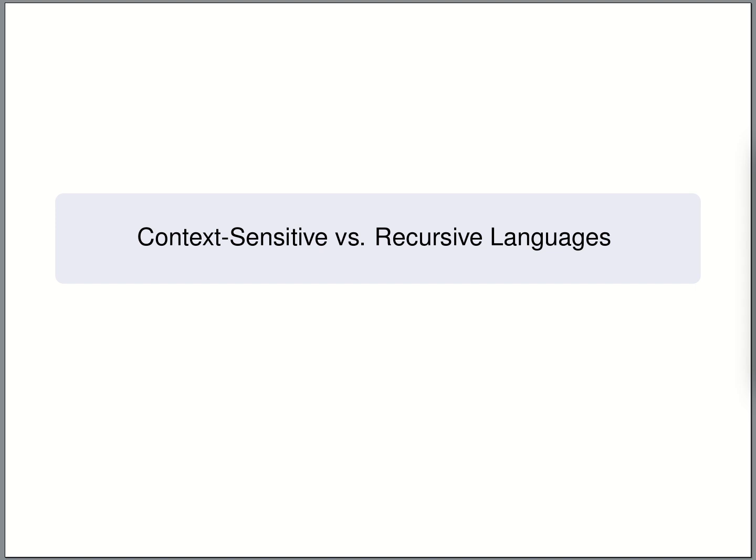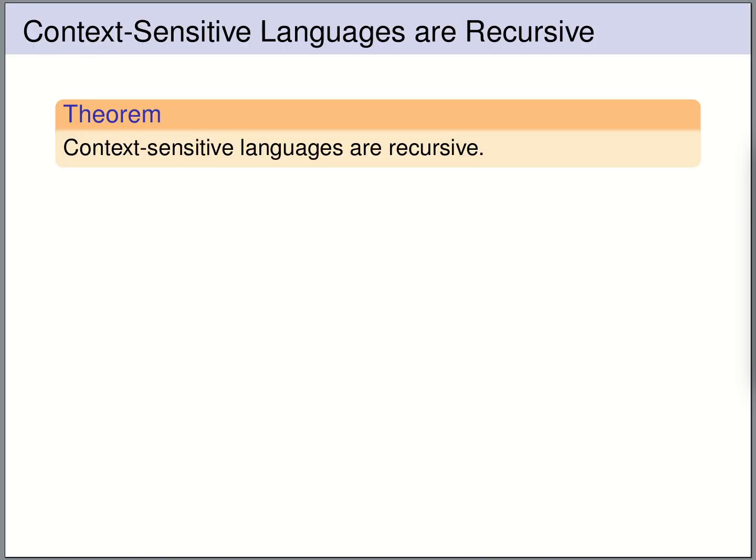So let's have a look at how context-sensitive languages compare with recursive languages. Both are defined via Turing machines, but one is restricted in memory. So let's have a look how they relate to each other. Every context-sensitive language is recursive. So every context-sensitive language is accepted by a Turing machine that reaches a halting state for every input word.